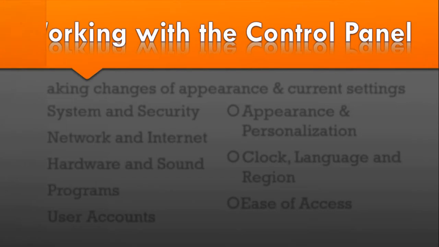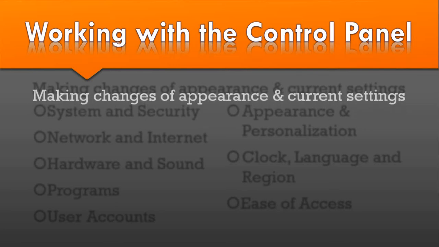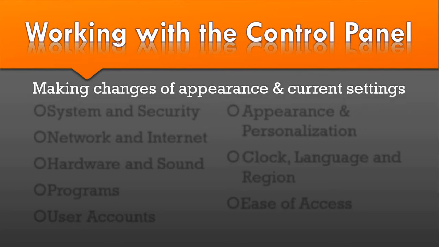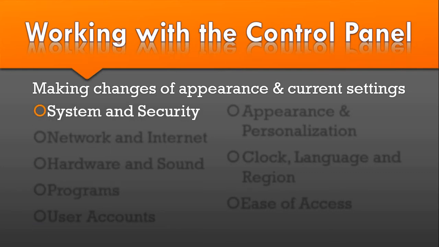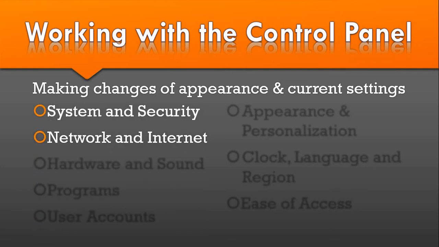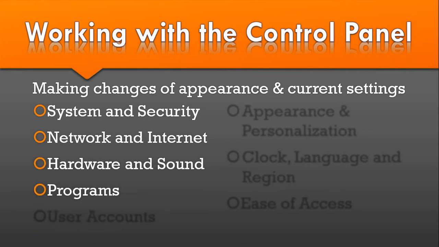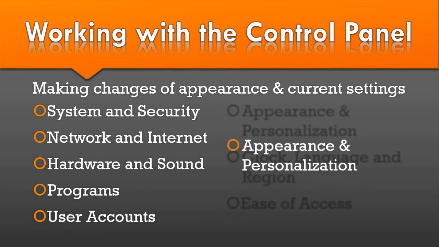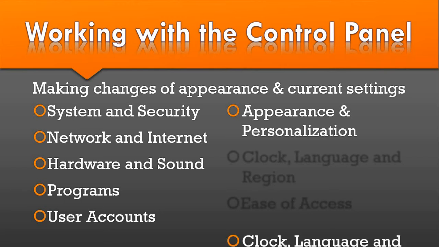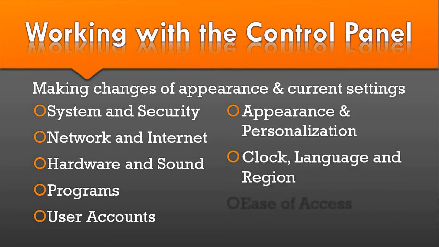Next is working with the control panel. The control panel is the system folder by which we can make changes in the appearance and current settings of the Windows. The settings are System and Security, Network and Internet, Hardware and Sound, Programs, User Accounts, Appearance and Personalization, Clock, Language and Region, and Ease of Access.